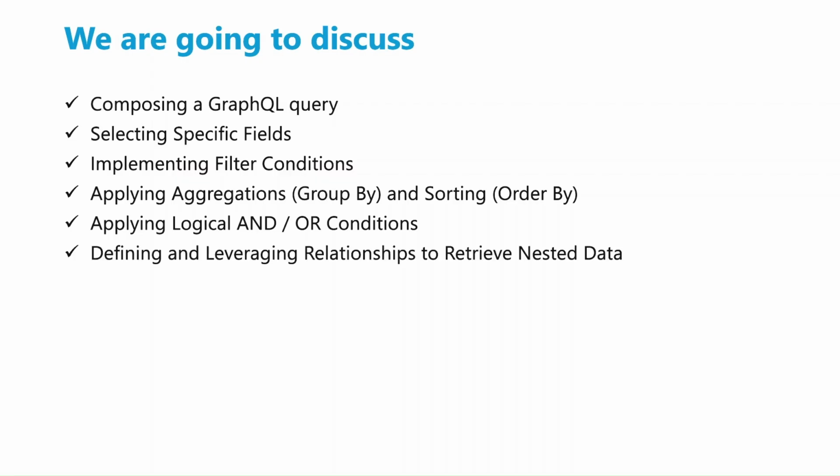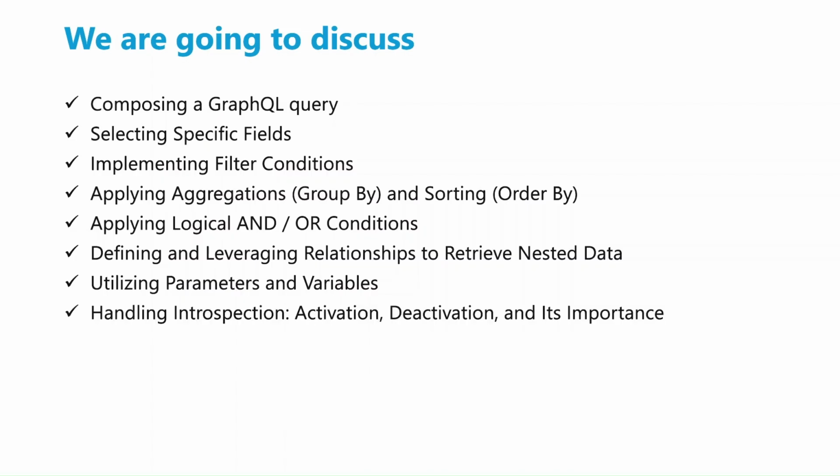defining and leveraging relationships to retrieve nested data, utilizing parameters and variables, handling introspection, activation, deactivation and its importance. How can we fetch data in a warehouse? And at the end, we will also see how we can fetch data in Cosmos DB.